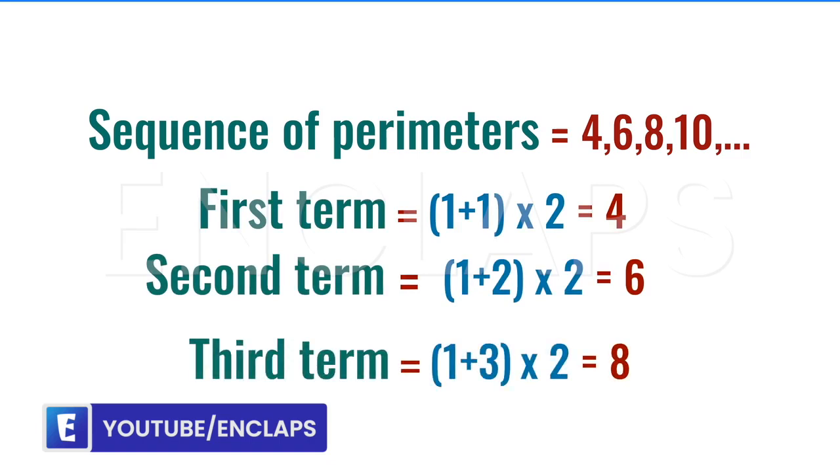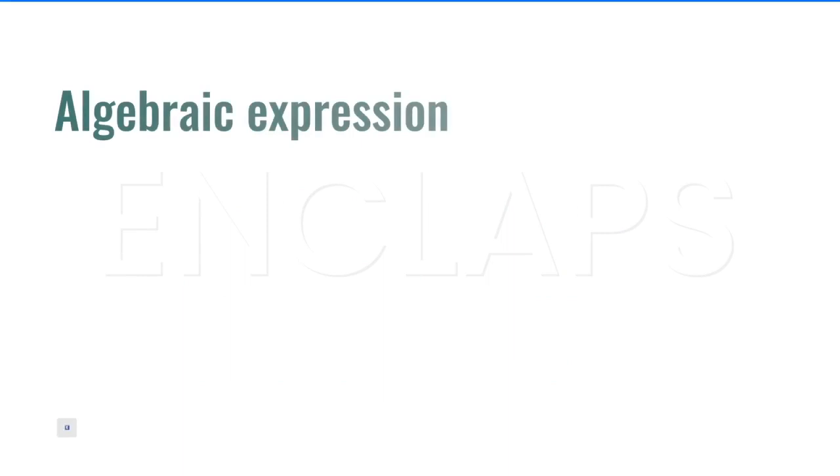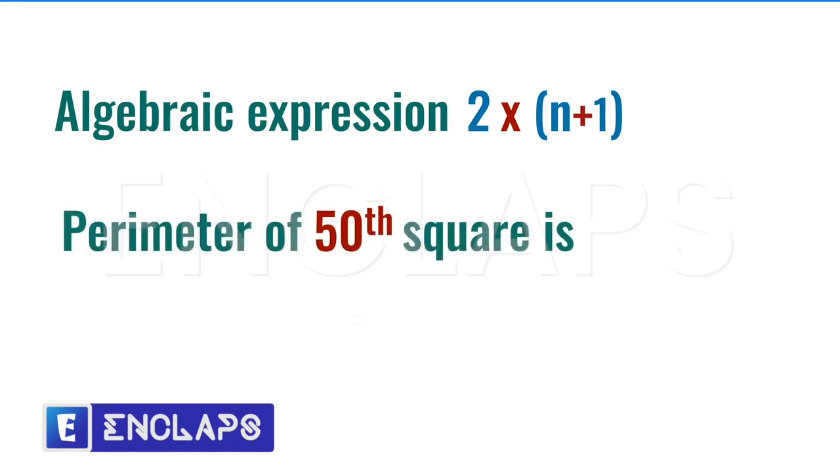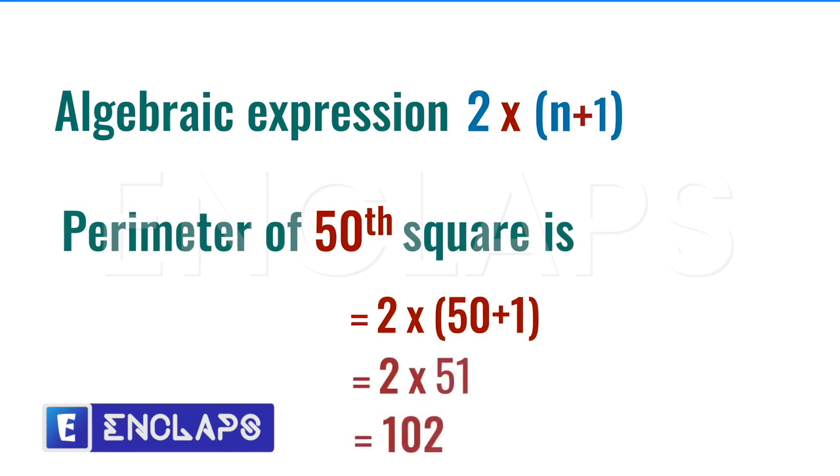From this, it is evident that the term position is added with 1 and multiplied with 2 to obtain the term. That is, 4 is (1 plus 1) into 2, where 1 represents the position. Similarly, 6 is (1 plus 2) into 2, where 2 represents the position. So in algebraic form, it can be written as xn is equal to 2 into (n plus 1), where n represents the position. So if we want to find the perimeter of the 50th square, it will be 2 into (50 plus 1), that is 102.